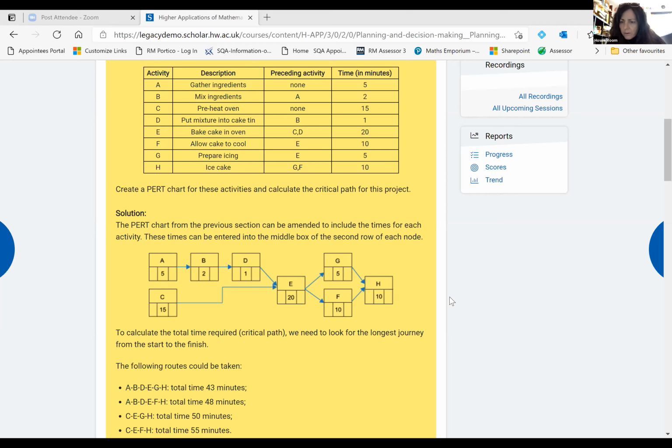And then there's the second specimen paper, which is coming out in June. Is that right, Colin? Did you say? Yes, the second specimen paper's coming out in June.